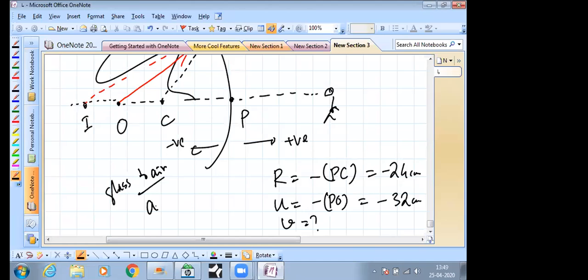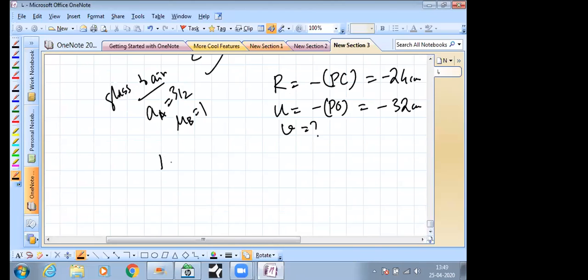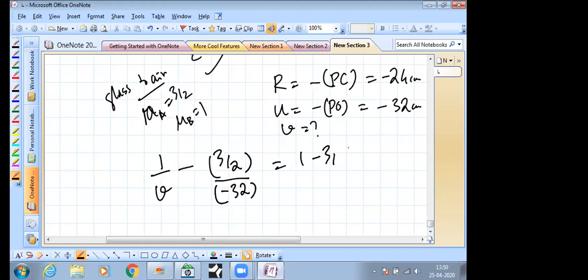So again, our mu A is 3 by 2 and our mu B is 1. So let us apply the formula: mu 2 by V minus mu 1, which is 3 by 2 divided by U, is equal to mu 2 minus mu 1 divided by R.